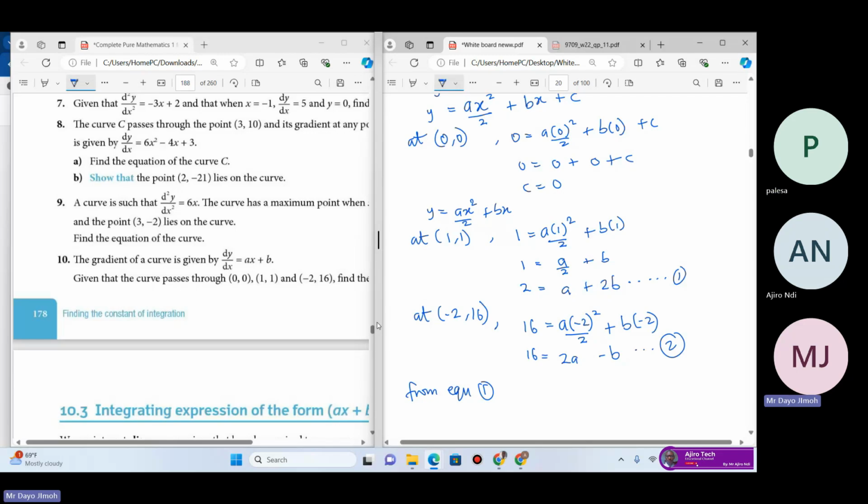Sorry, there's a mistake somewhere. This one here is not minus b, it is minus 2b. This b times minus 2 is minus 2b. Right? This is minus 2b. Yes, sorry about that.